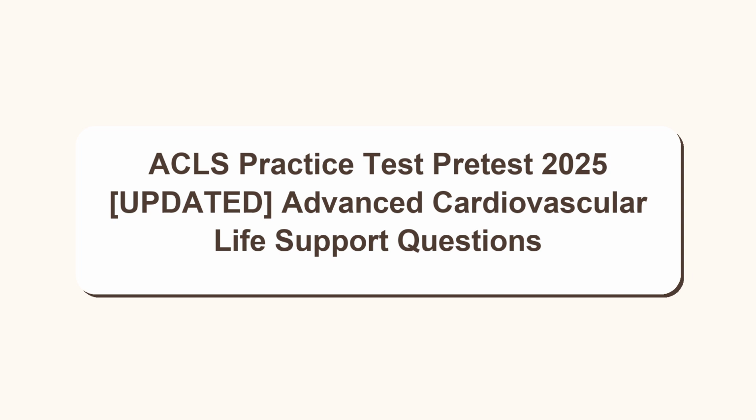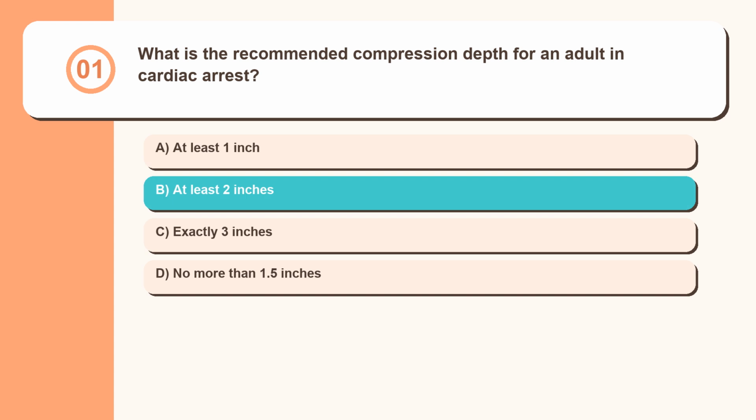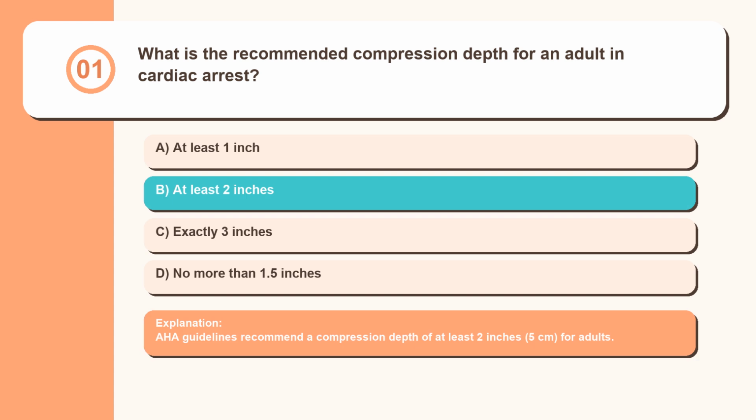ACLS Practice Test Pretest 2025, updated, Advanced Cardiovascular Life Support questions. Question 1. What is the recommended compression depth for an adult in cardiac arrest? At least 1 inch. At least 2 inches. Exactly 3 inches. No more than 1.5 inches. AHA guidelines recommend a compression depth of at least 2 inches, 5 centimeters, for adults.